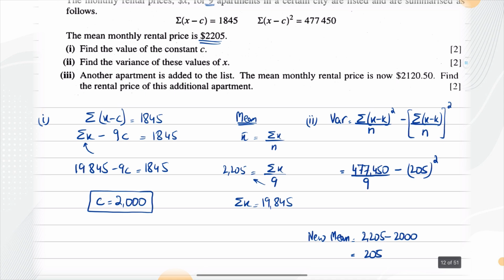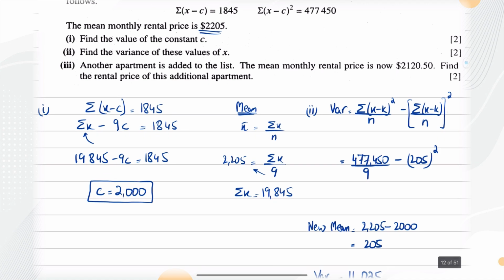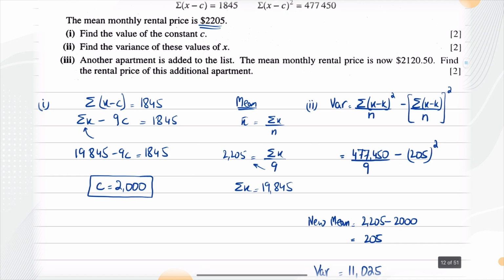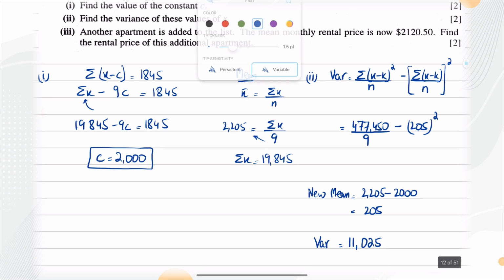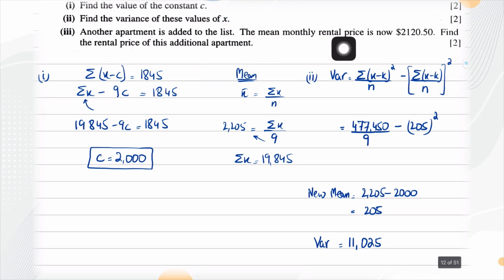Now let's see what part 3 says. Part 3 says another apartment is added to the list. The mean monthly rental price is now 2120.5. Find the rental price of this additional apartment. Okay. Now, if you're adding another apartment, that means now the sum has changed. And obviously, the number of apartments that you have also must have changed. So now the formula that we're going to be using is this summation x, and let's say that the apartment that you're adding has the rental price a, and we will divide it by 10. And this will give us the new mean, which according to the question is equal to 2,120.50.